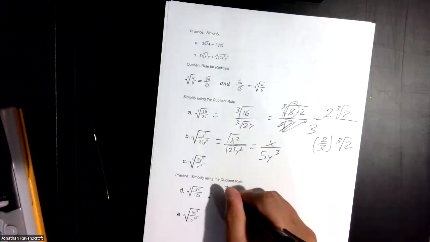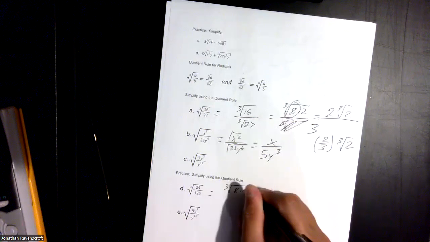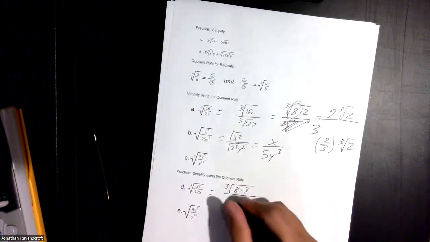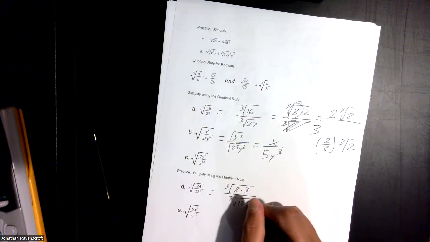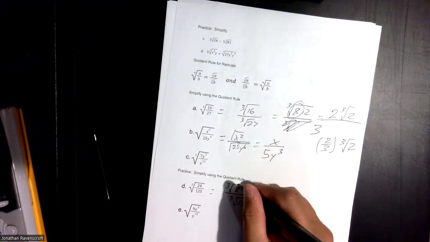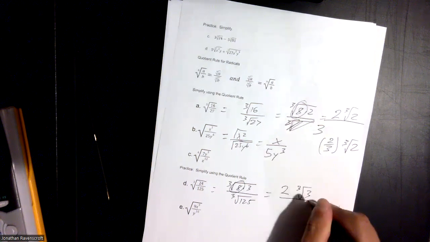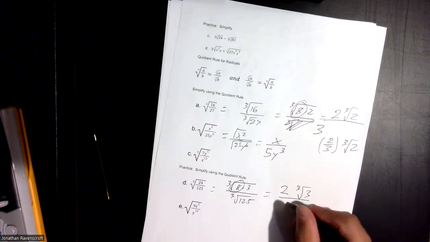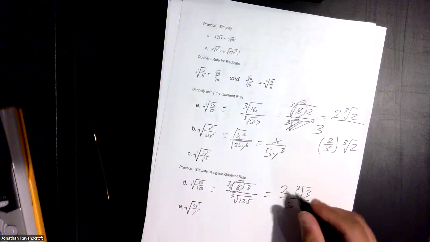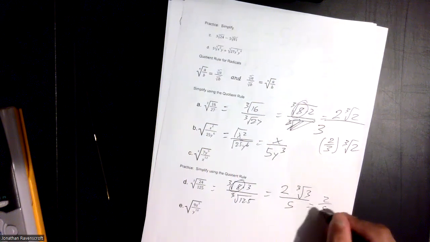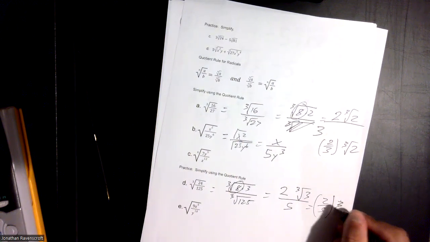Here we have cube root of 24 is 8 times 3, over cube root of 125. Cube root of 8 is 2, that's 2. Cube root of 3 over cube root of 125 is 5. So 2 cube root of 3 over 5, or 2/5 cube root of 3.